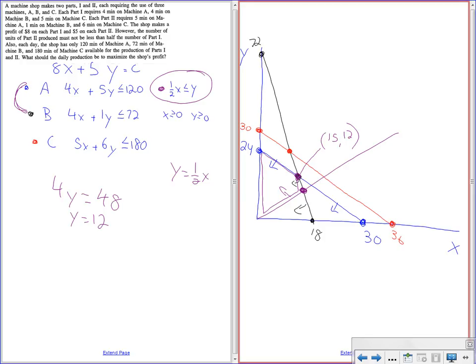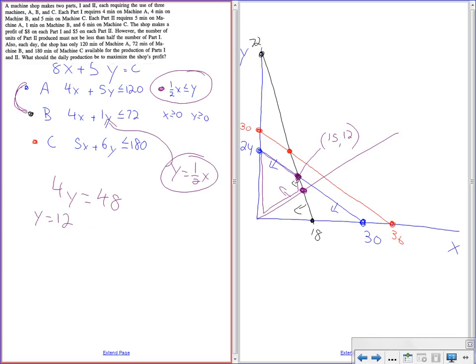Okay? So that intersection is that purple line, 1/2 x is y, and the black line, 4x plus 1y is 72. I use substitution again with this one here. And you wind up with 4x plus 1/2 y is 72. 4.5x is 72. X is 16. Trying to remember what I did earlier. Yeah. If x is 16, what's y? What's half of 16? 8. 8.